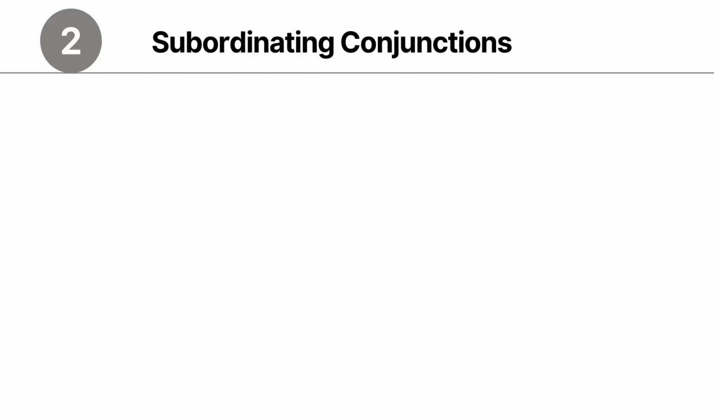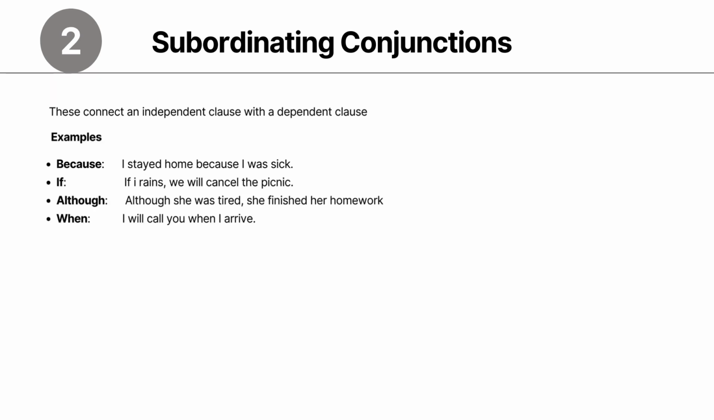Next, let's look at subordinating conjunctions. These connect an independent clause with a dependent clause, which adds extra detail or context. Some examples are: because, "I stayed home because I was sick." If, "If it rains, we will cancel the picnic." Although, "Although she was tired, she finished her homework." When, "I will call you when I arrive."